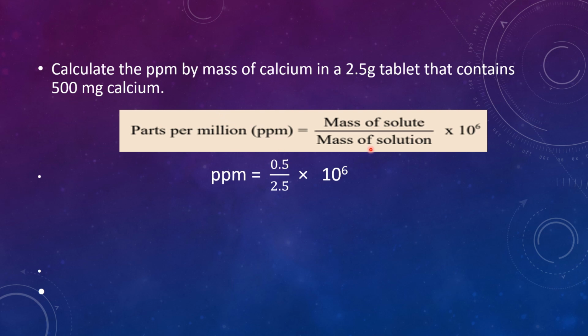And the mass of the solution, that is the total mass of the tablet, is given here. We will consider it as the mass of the solution. It is 2.5 gram, multiplied by 10 raised to the power 6. When we put the values in the above formula, we get the answer 0.2 ppm. So 0.2 parts per million calcium is present in the 2.5 gram tablet.